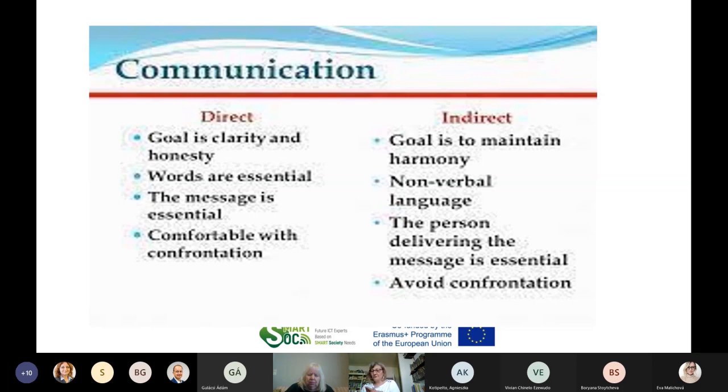You don't feel comfortable with confrontation, so you try to avoid it. And the nonverbal language is quite important. I don't know if you can really see me, but I'm moving my hands like this. So I'm alone in my office and moving my hands as if you were in front of me. So this is non-verbal language.